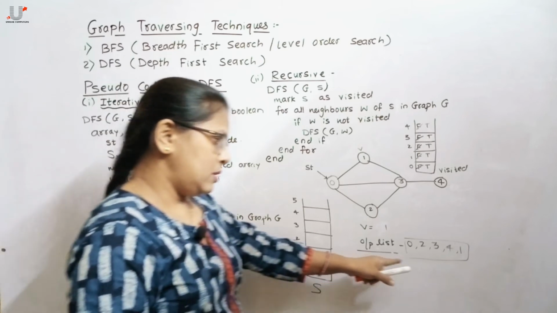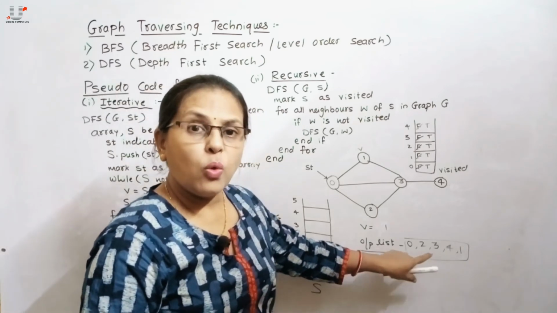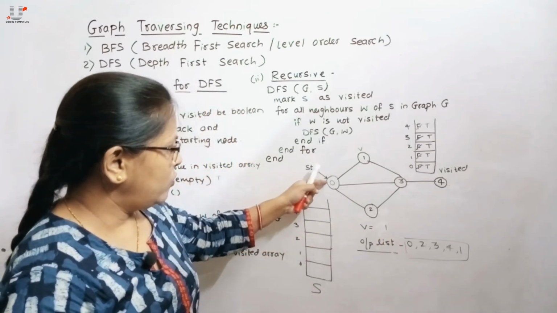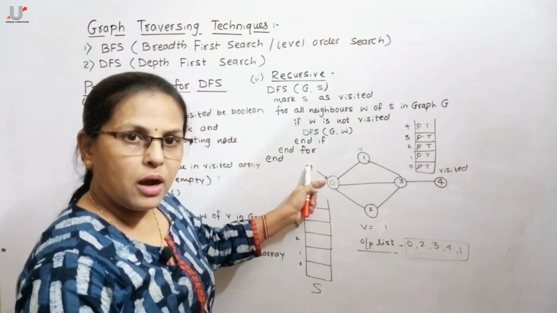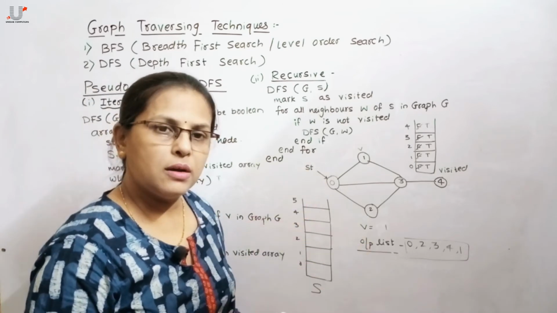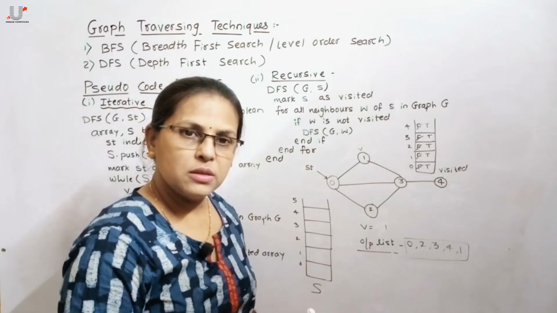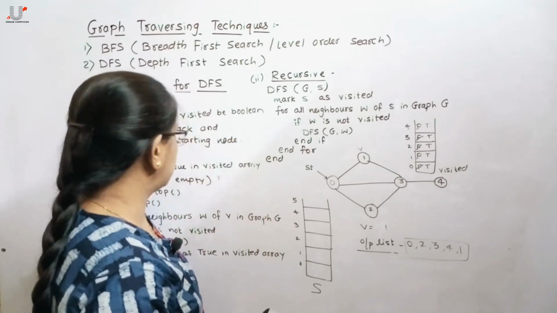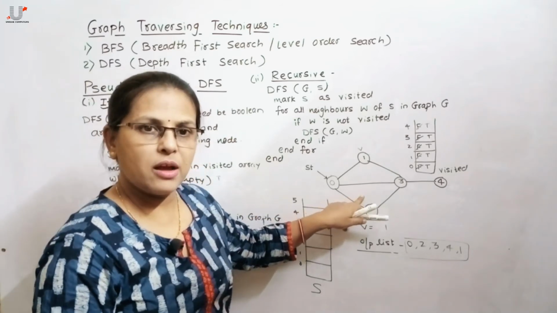But here also, it is not the only result. If we go in another way, then we get a new list for the same graph. So this is how this pseudocode works against this graph.